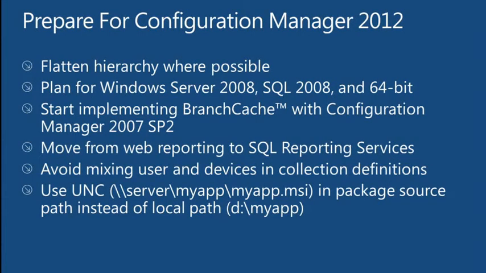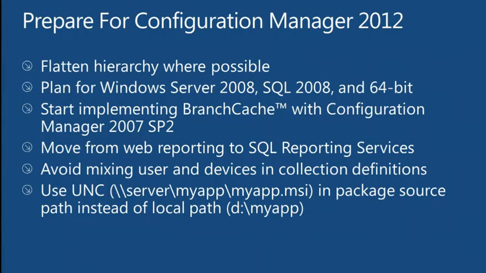Look at BranchCache as a way of reducing your WAN impact today for remote locations, offices, where you have a small number of clients. We support that in both 2007 SP2 as well as ConfigMan 2012. Look at SQL Reporting Services. All reporting in ConfigMan 2012 is done via SQL SRS. So you can start implementing that today in ConfigMan 2007, R2, and R3 to get familiar with it and help ease the transition of your reporting over to the 2012 infrastructure.